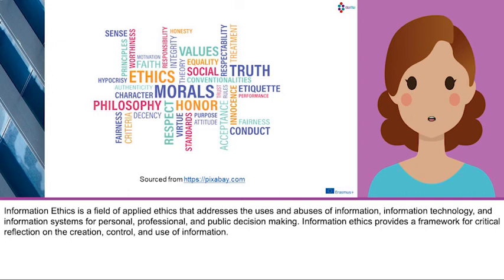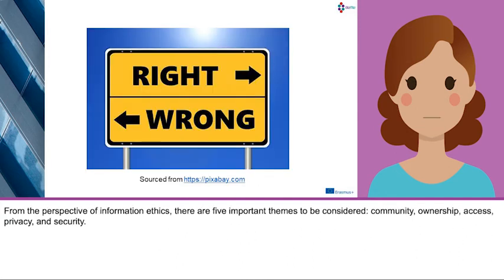Information ethics is a field of applied ethics that addresses the uses and abuses of information technology and information systems for personal, professional, and public decision-making. Information ethics provides a framework for critical reflection on the creation, control, and uses of information. From the perspective of information ethics, there are 5 important themes to be considered: community, ownership, access, privacy, and security.